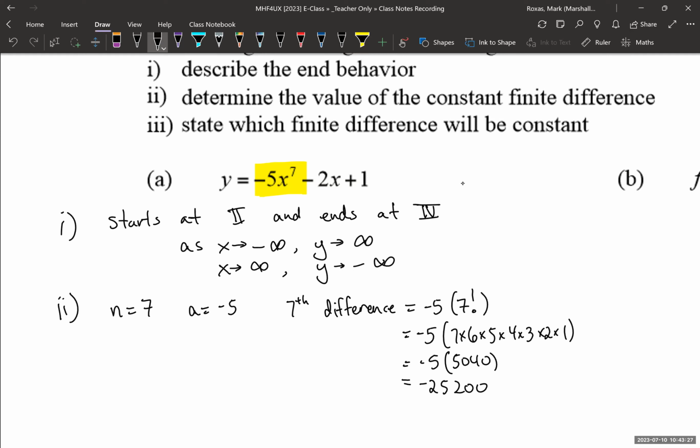And state which finite difference will be constant. That will be the 7th difference because it's degree 7.